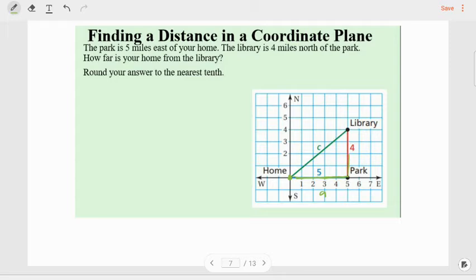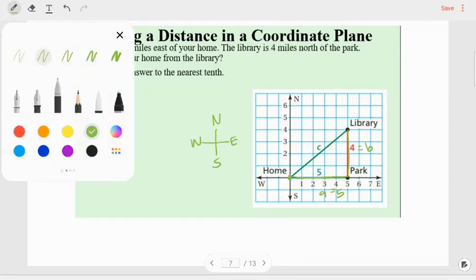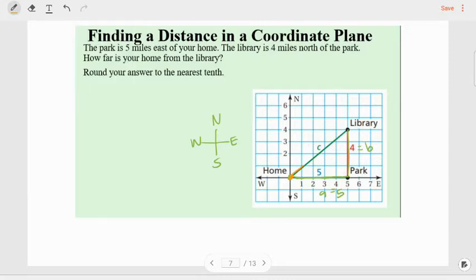Remember, north is up on a map. So if we have north, east, south, and west, the library is 4 miles north of the park, so that is my B length. And I want to know how far is my home away from the library. So if I cut across the lawn, through all the backyards to get me from the home to the library, how long is that going to be?